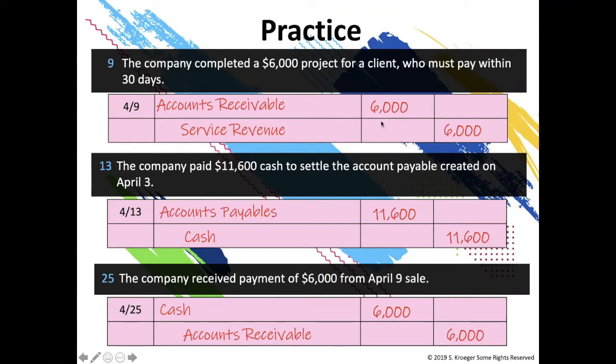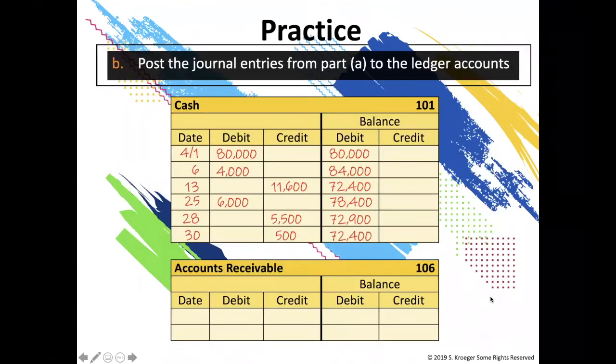This is because someone owed us $6,000 and then they paid us. So at the end of the month, we're owed nothing, and our general ledger needs to show that. Let's put these two entries in the ledger for accounts receivable. The first one was on the 9th. It was a debit of $6,000, and our balance would be the same, the $6,000, because there was nothing prior.